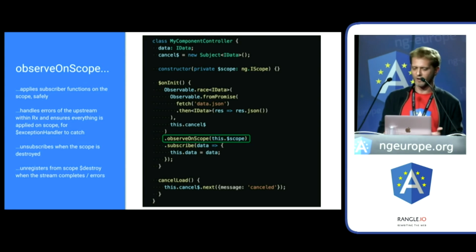And it does a lot more. It handles exceptions. It will apply your subscription callbacks inside of scope apply, so you can catch them with the exception handler. And it really ties together Rx and Angular 1 components, so you can use observables without any problem. So that's my proposition.